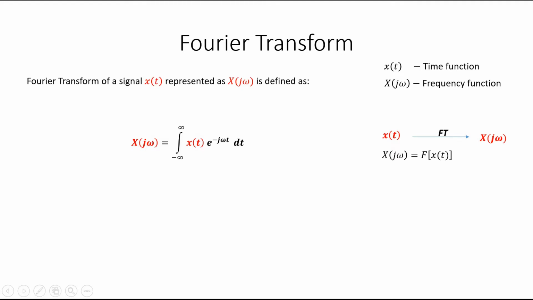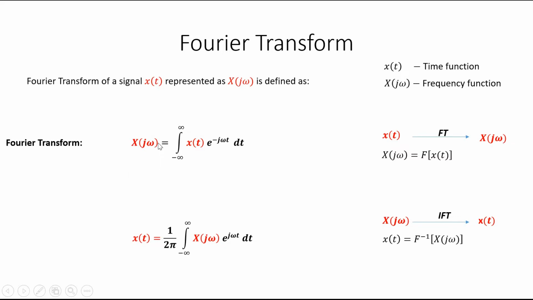And we can find x of t from x of j omega also, the reverse. Means we are finding x of t from x of j omega by doing the inverse Fourier transform. And we represent it as F inverse of x of j omega equal to x of t. The equation is x of t equal to 1 by 2 pi integral minus infinity to infinity x of j omega e raised to j omega t d omega. So this is the Fourier transform, means we are finding x of j omega from x of t. And this is the inverse Fourier transform, means we are finding x of t from x of j omega.